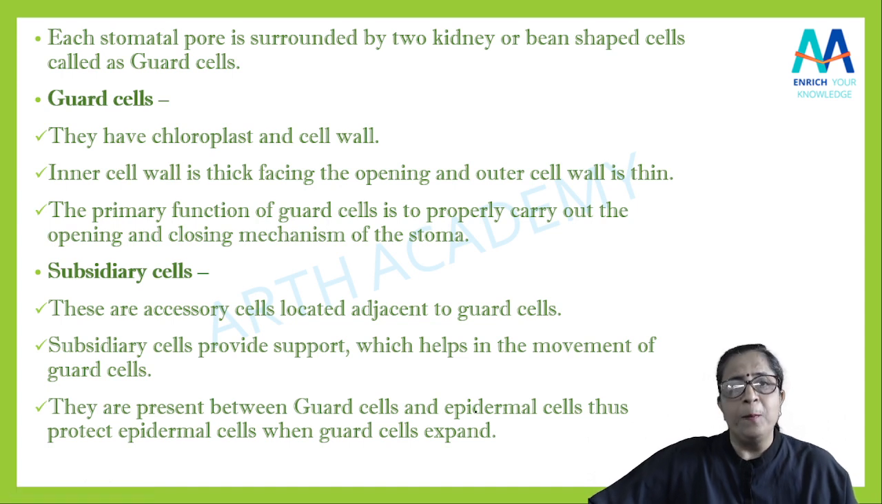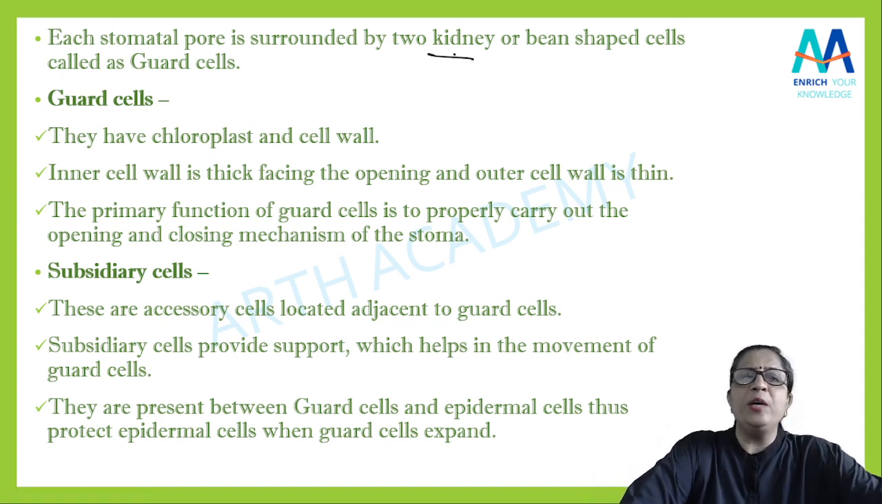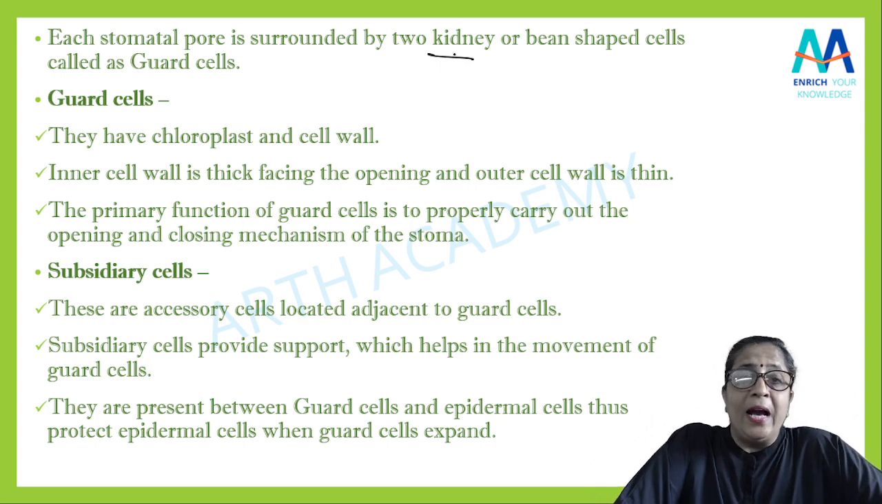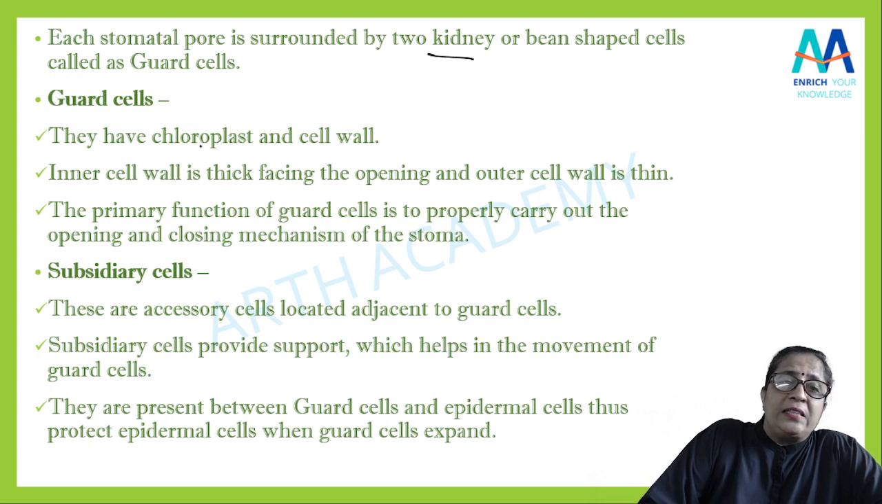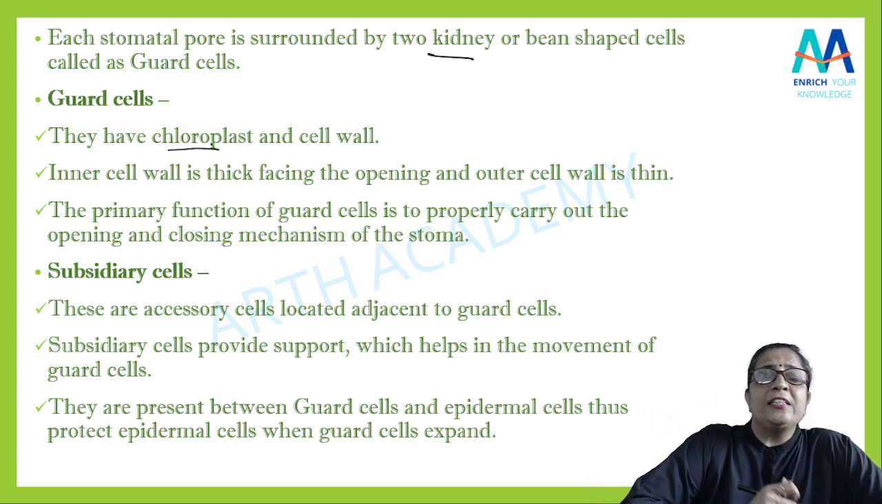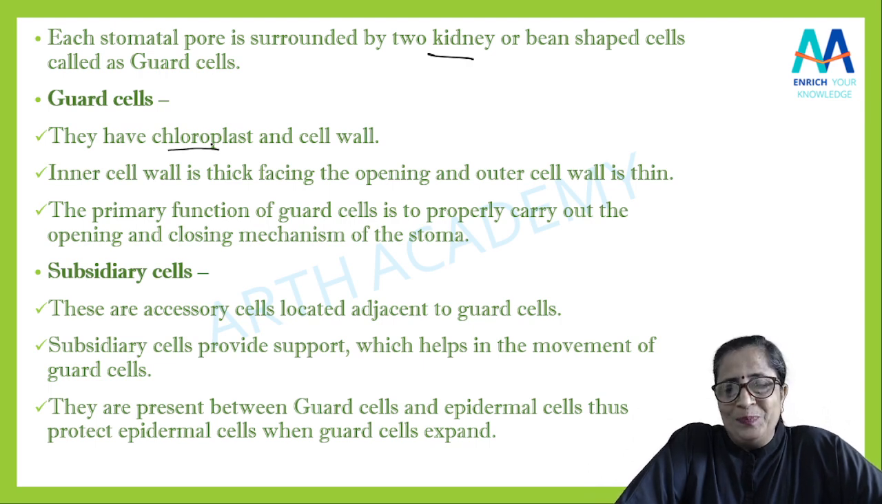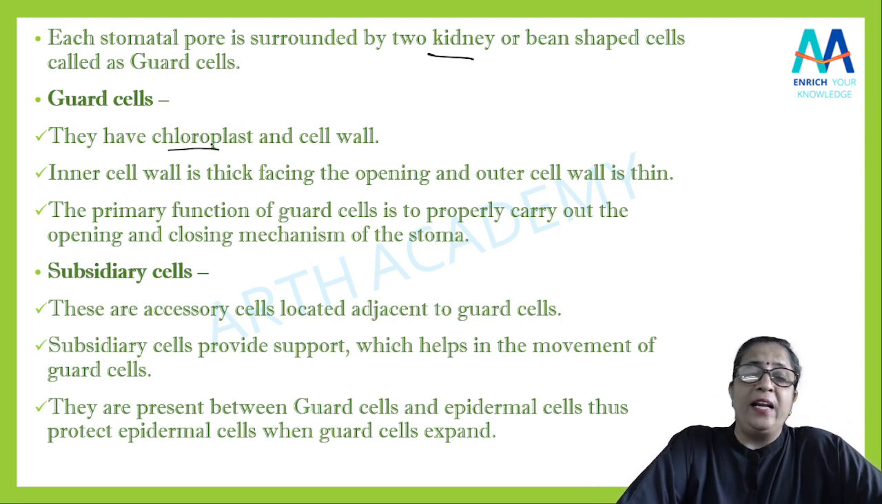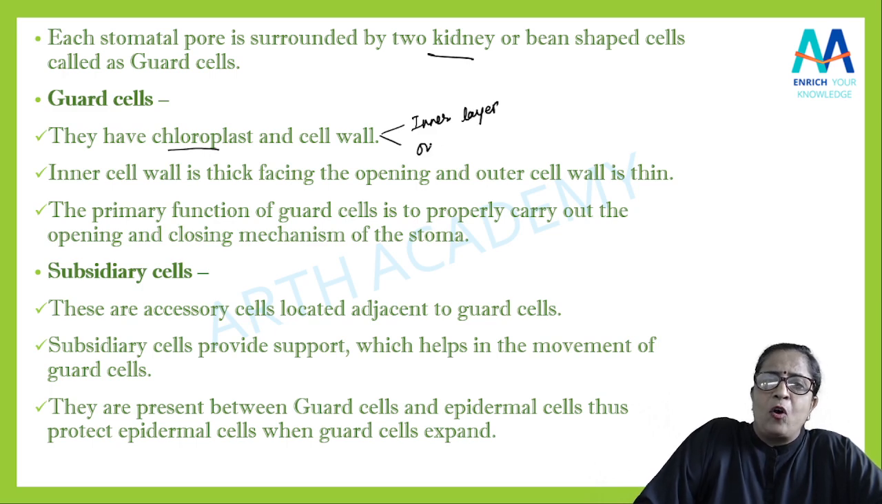of this. Got it? So each stomatal pore is surrounded by two kidney or bean shaped cells. And these cells are nothing but guard cells. These guard cells, as I told you, guard cells के पास chloroplast होते हैं. It is also having a cell wall. And it is a double layer cell wall. Yes, that means the cell wall has an inner layer as well as an outer layer cell wall.